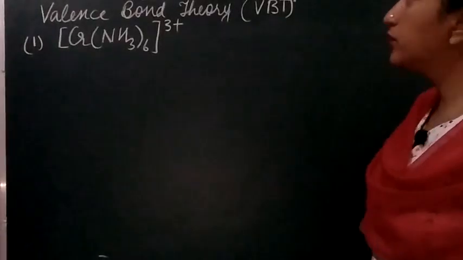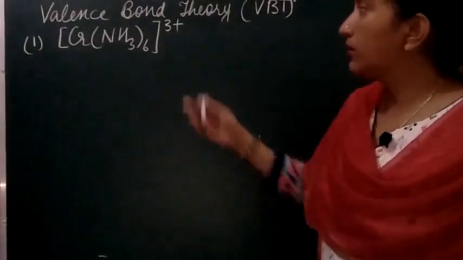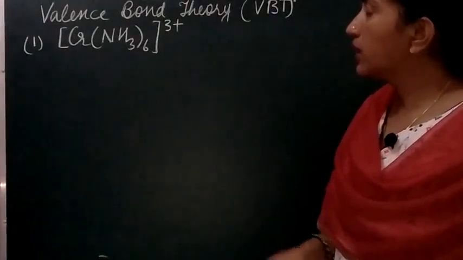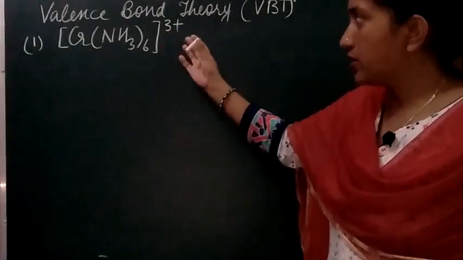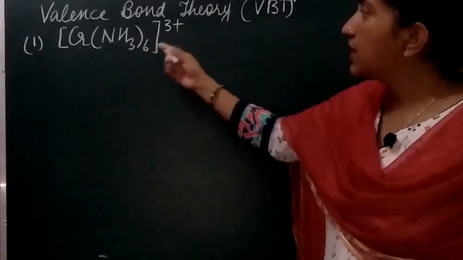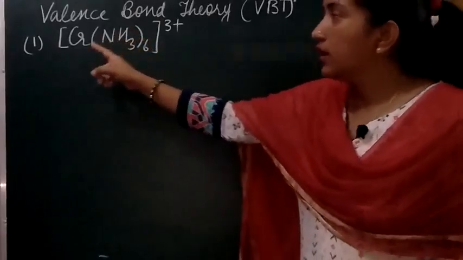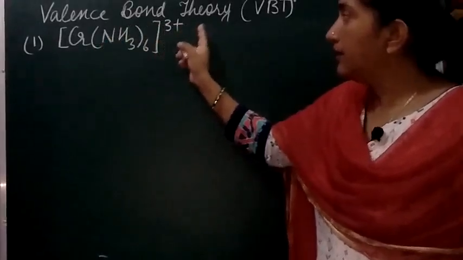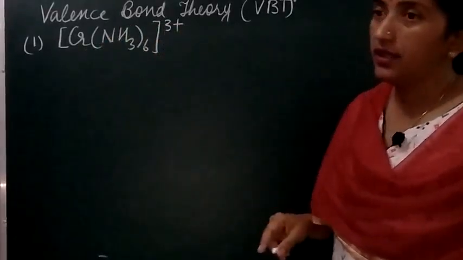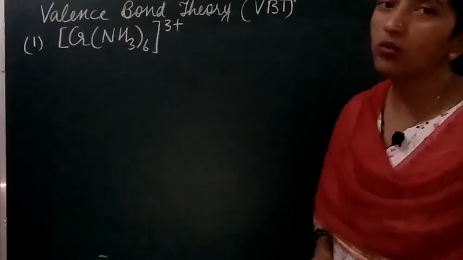Going to apply the VBT to study this complex, right? Now, just quickly, just try to name this complex. This is hexaamminechromium(III), a cationic complex and a homoleptic complex.